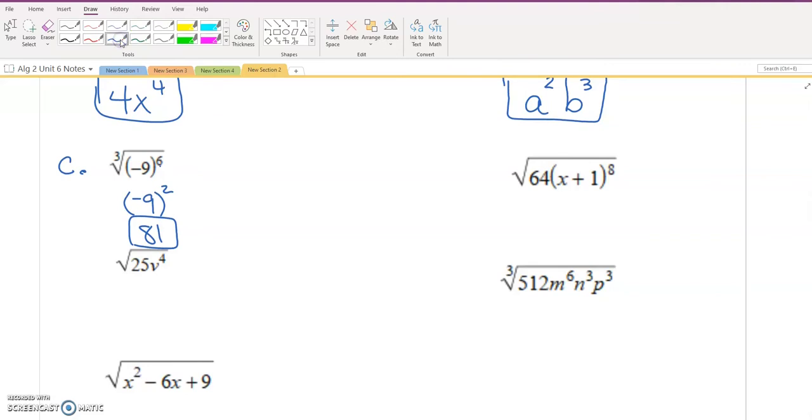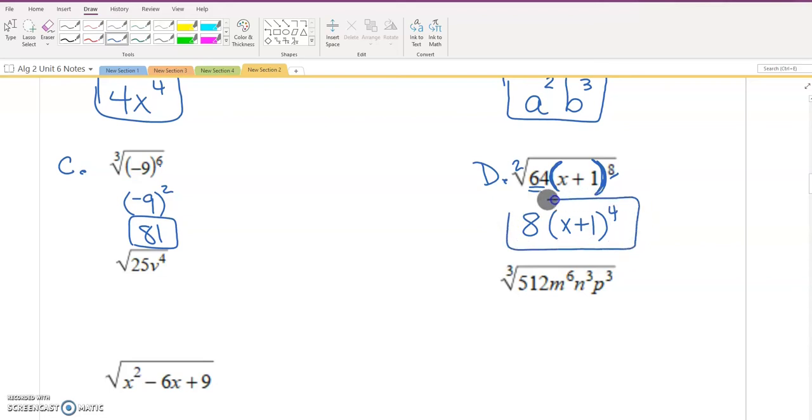Alright, part D now, we have the square root of 64 with x plus 1 to the 8th power inside the square root. So the first thing we need to do is just take the square root of our 64, and that gives us 8. And now we're going to treat this whole parentheses as one thing because that's a whole group together by itself. So remember it's a square root, so my index is 2. So we're going to do our 8 divided by our 2 and get 4. So we get this parenthesis x plus 1 to the 4th power. And that's our answer. We don't have to simplify it. We don't have to keep going because that whole parenthesis we just treat as one term.